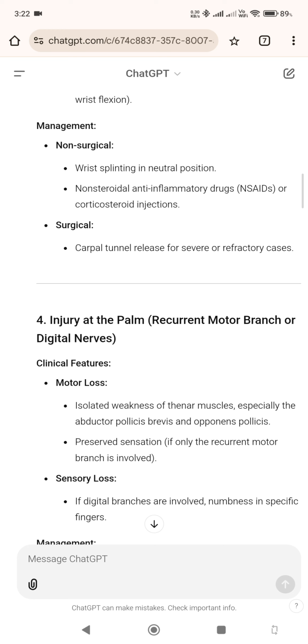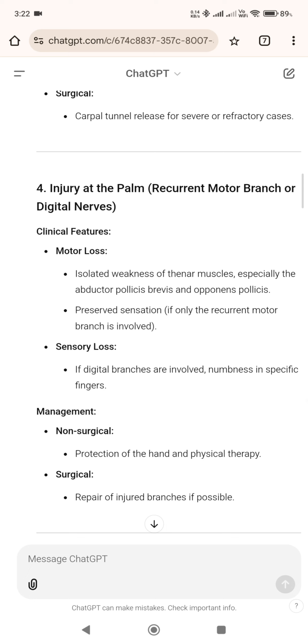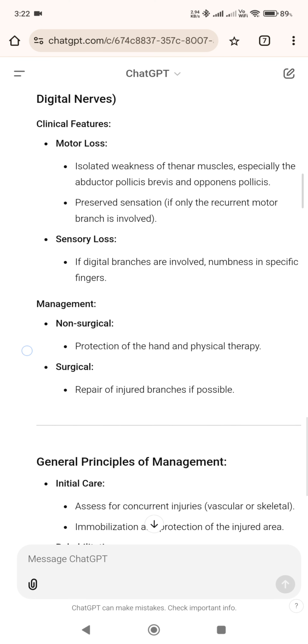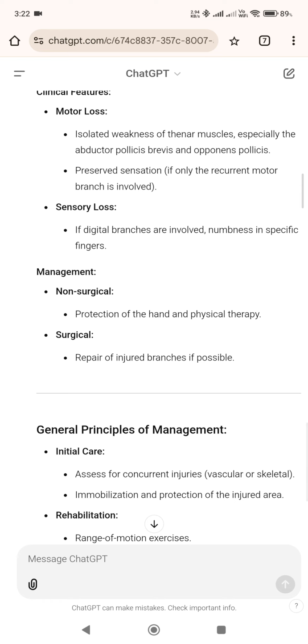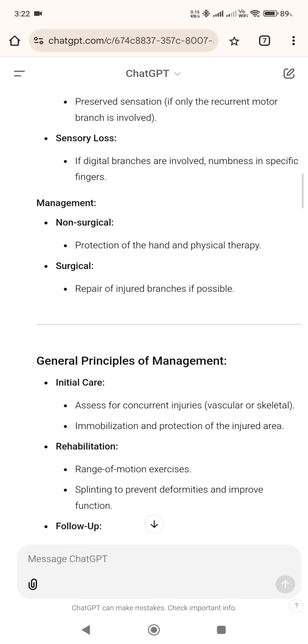4. Injury at the palm, recurrent motor branch, or digital nerves. Clinical features: motor loss, isolated weakness of thenar muscles, especially the abductor pollicis brevis and opponens pollicis. Preserved sensation if only the recurrent motor branch is involved. Sensory loss: if digital branches are involved, numbness in specific fingers. Management: non-surgical, protection of the hand and physical therapy. Surgical, repair of injured branches if possible.